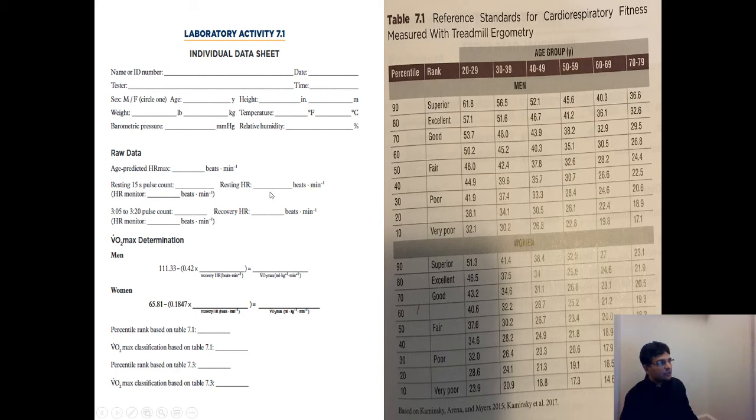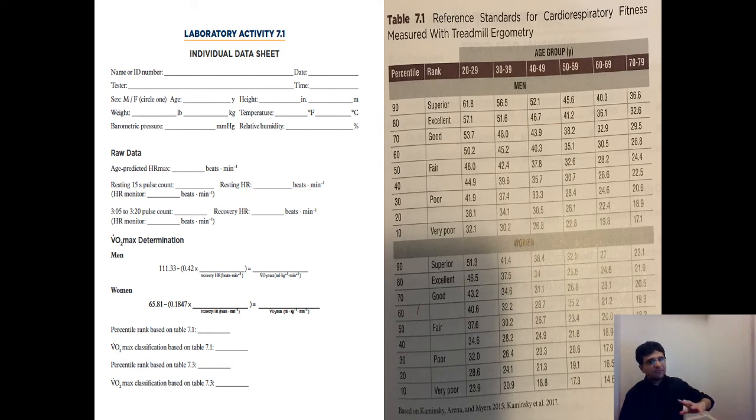And then you have to use this recovery heart rate from here, and using this heart rate, whether you are a male or a female, just calculate the VO2 max. Now, once you get your VO2 max value, you have to get the percentile rank as well as the classification.